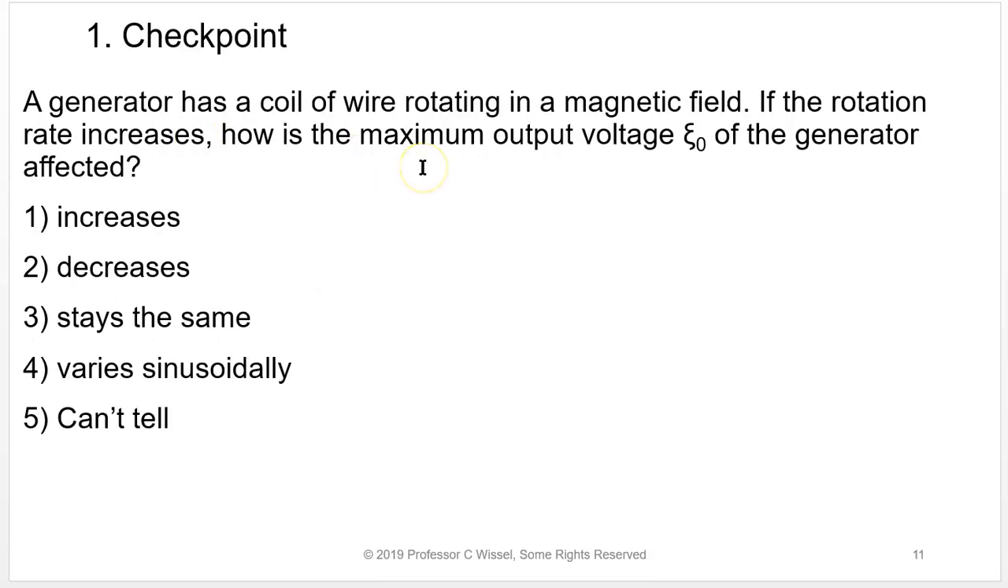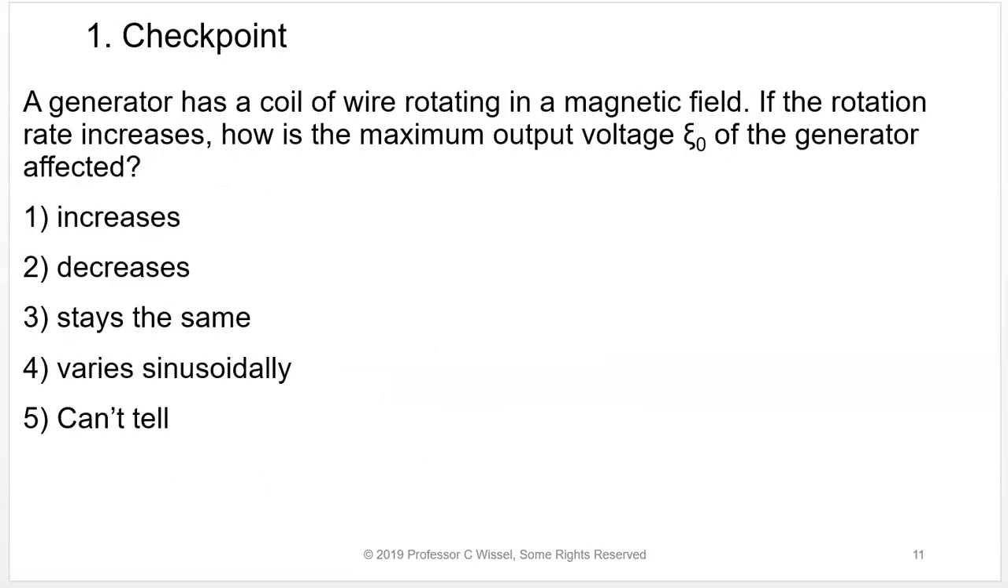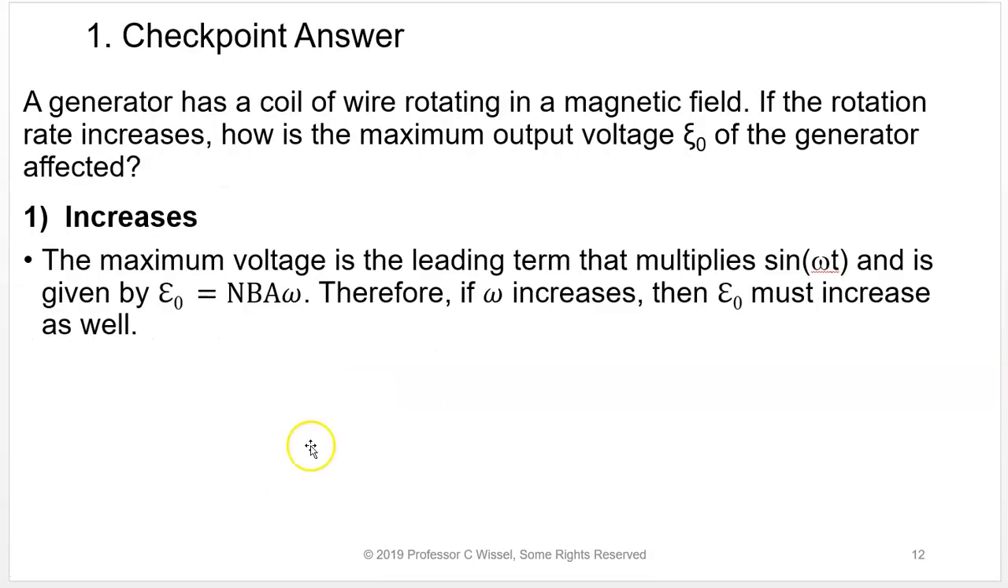A generator has a coil of wire rotating in a magnetic field. If the rotation rate increases, how's the maximum voltage output of the generator affected? So how's the amplitude of the output? Well, if you look here, the amplitude is proportional to the speed. So if you double the speed, it will double the amplitude. So it will increase it.